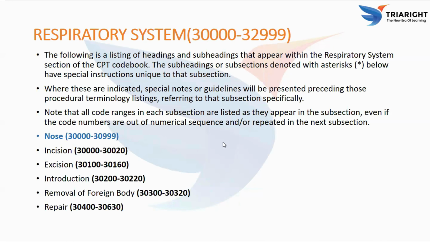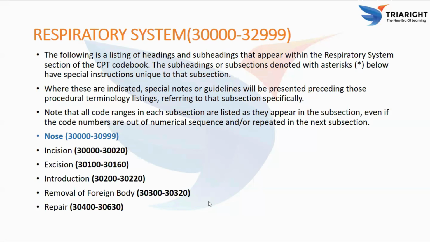So, respiratory system. This CPT section includes surgical and diagnostic procedures performed on the respiratory system, which covers nose, sinuses, pharynx, larynx, trachea, bronchi, and lungs. So, the codes are arranged by anatomical site first, then by type of the procedure.